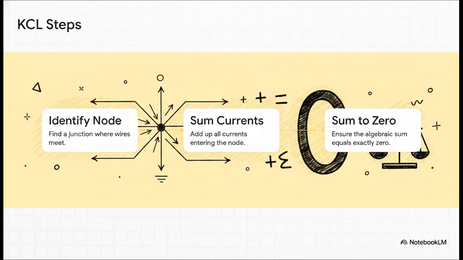Now, beyond Ohm's law, we also need to know how current behaves when it hits an intersection. This is Kirchhoff's current law, commonly called KCL. And I promise it is way simpler than the name suggests. It's basically just 3 low-pressure steps. First, you identify a node, which is just a junction where a few wires meet up. Second, you add up all the currents entering that node. And third, you ensure the algebraic sum equals 0. What does that mean in plain English? Basically, whatever current flows into a junction, that exact same amount has to flow out. No charge magically goes missing, no charge just magically appears out of thin air. It's just pure logical accounting.